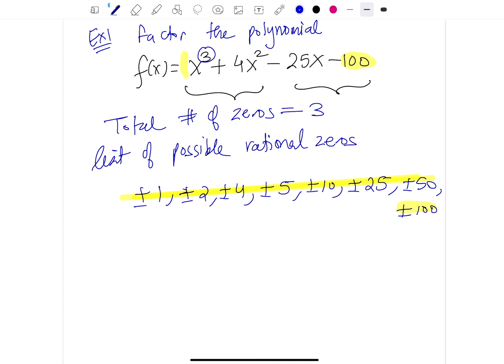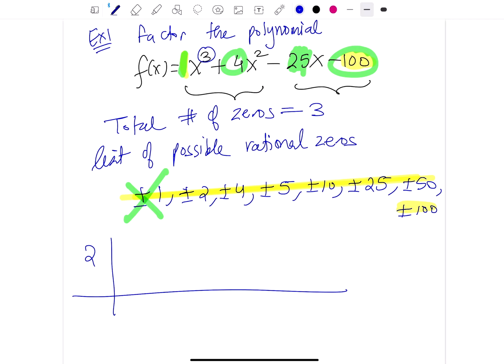Let's quickly check if 1 or negative 1 is a zero. So if I add the alternate coefficients, 1 minus 25 is negative 24, and 4 minus 100 is negative 96. They are not the same, they're not opposite. That means 1 and negative 1 are not zeros. The next number I'm going to try is going to be 2.